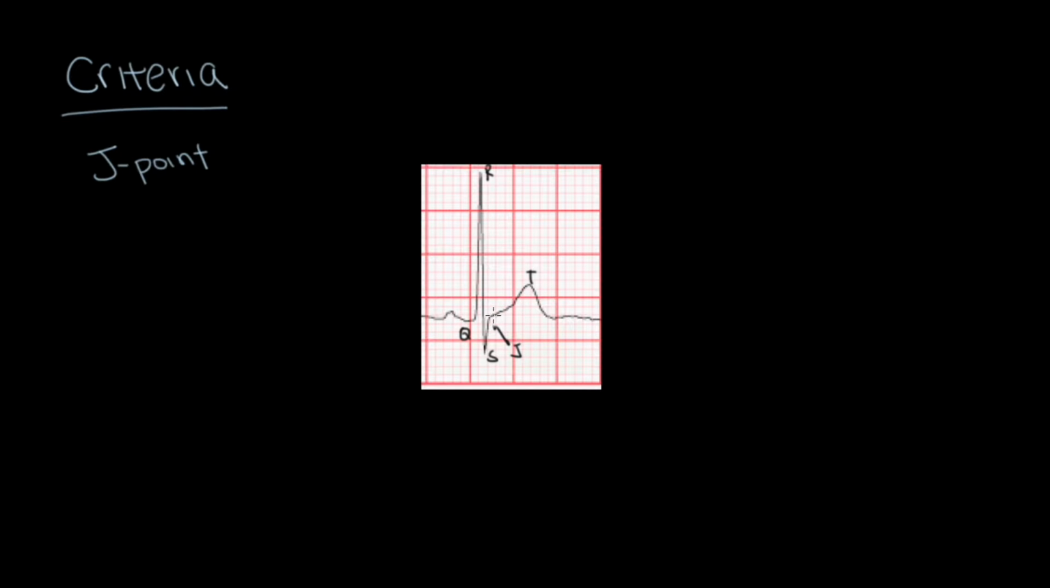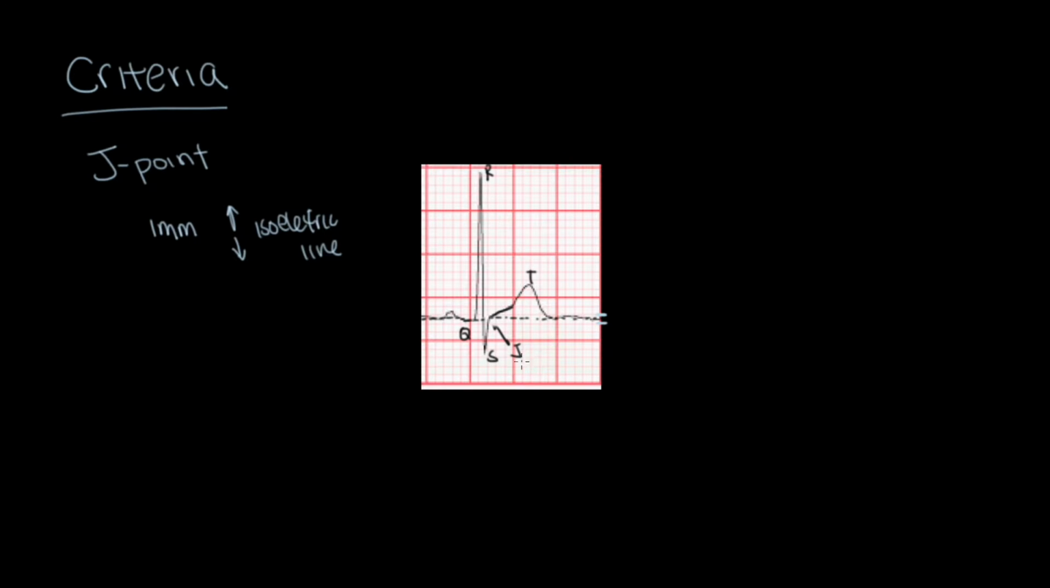And in order for the ST segment that follows the J point to be considered an ST segment elevation or depression, this J point must be at least 1 millimeter above or below the isoelectric line. And with the isoelectric line, what you're looking for is the baseline of the ECG. So in this case, it'll be somewhere around here, right between this light line and that light line, about halfway in between there.